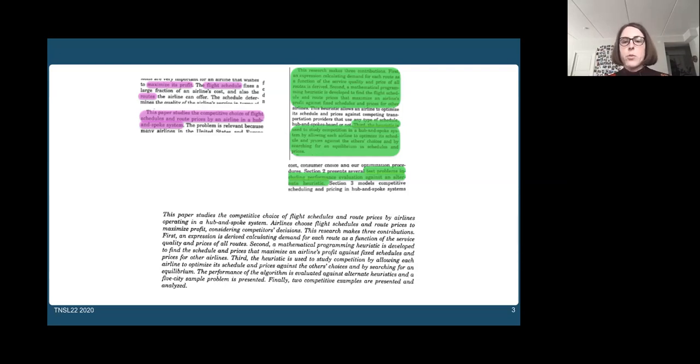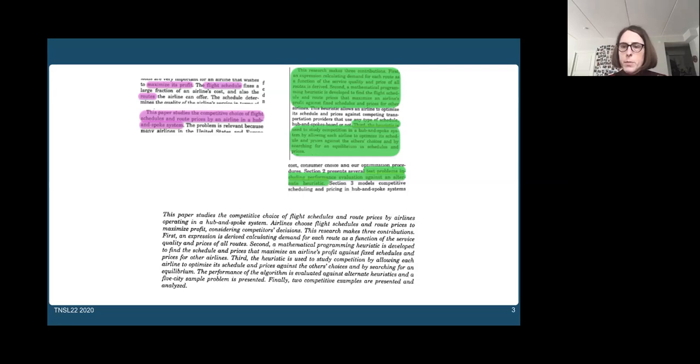First, an expression is derived calculating demand for each route as a function of the service quality and prices of all routes. Second, a mathematical programming heuristic is developed to find the schedule and prices that maximize an airline's profit against fixed schedules and prices for other airlines. Third, the heuristic is used to study competition by allowing each airline to optimize its schedule and prices against the other's choices and by searching for an equilibrium.